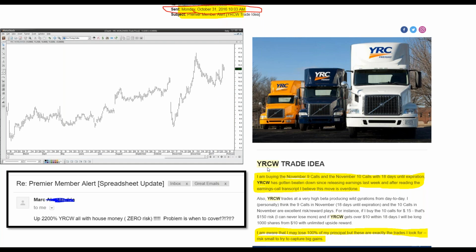YRCW. YRCW is a very, very volatile stock. But YRCW, the options are still very tight. And when I say they're very tight, it means they might be 20 cents at 30 cents. They're not 20-cent bid at 50 cents.